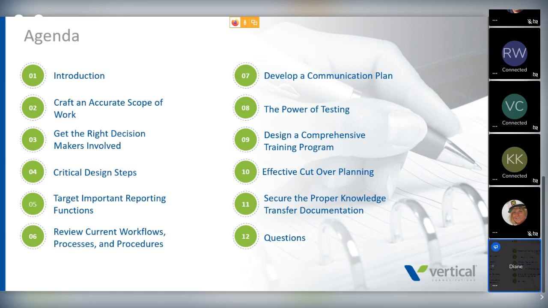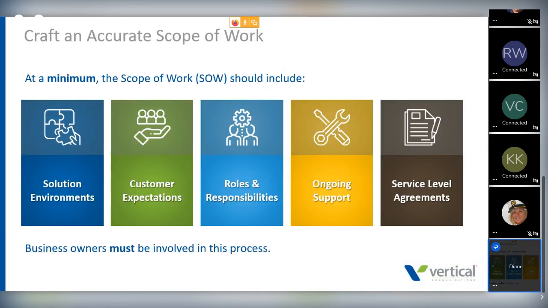And then one of my favorite topics, the power of testing and why testing on several different levels is so important. We're then going to talk about training and what may be something you need to look at very carefully as you're offered simplistic training plans. We're going to talk about cutover and the types of things you need to do to be successful at the very end. And then lastly, we're going to talk about knowledge transfer and what you need to manage the system and to utilize the system on an ongoing basis. So let's go ahead and get started with crafting an accurate scope of work.